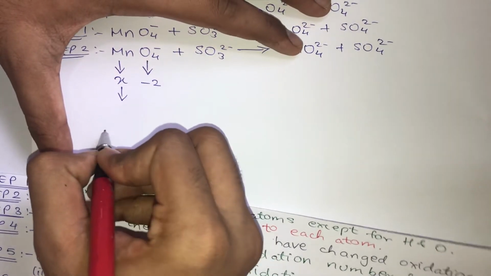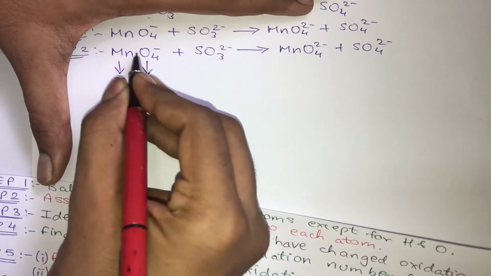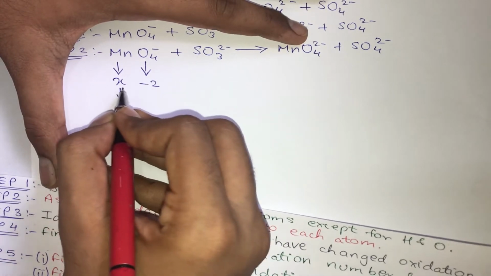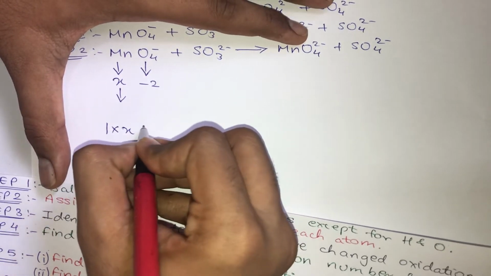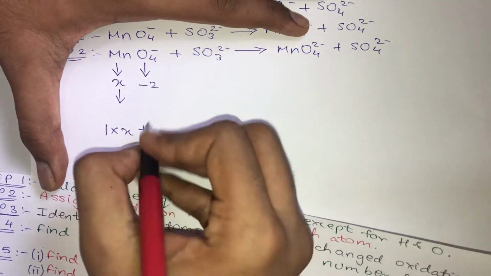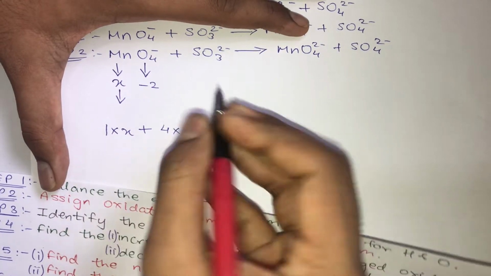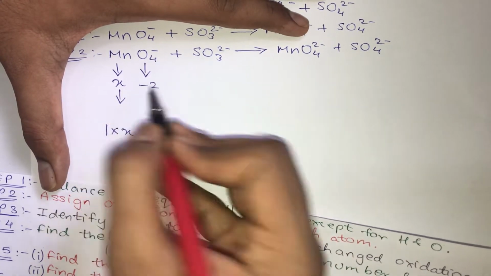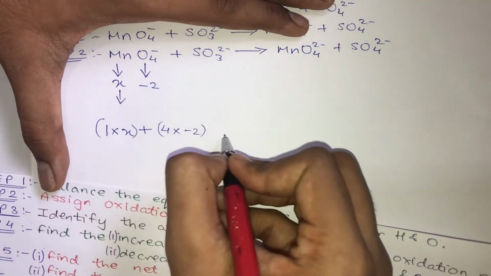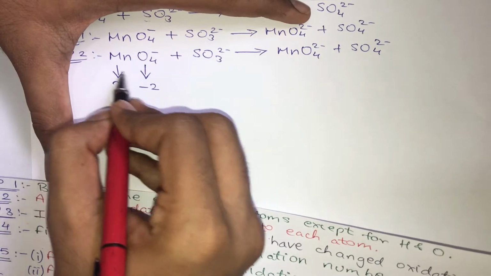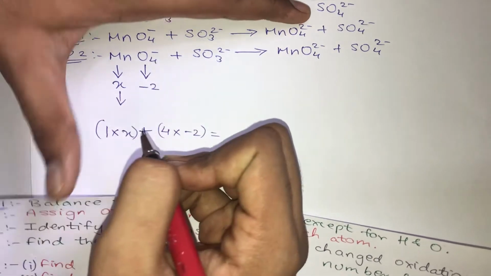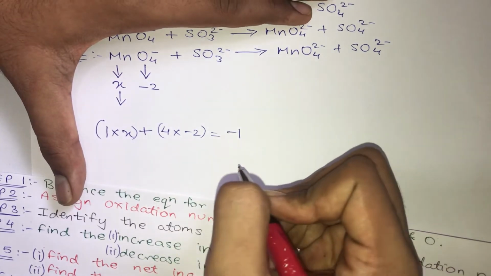So for that, how many manganese atoms are there? One manganese atom into its oxidation number. What is its oxidation number? We have assumed it to be X, plus how many oxygen atoms are there? There are 4 oxygen atoms. So 4 times the oxidation number of oxygen, which is -2. Am I right? This should be equal to the total charge on the molecule. What is the total charge on the molecule? It is nothing but -1. Should be equal to -1.